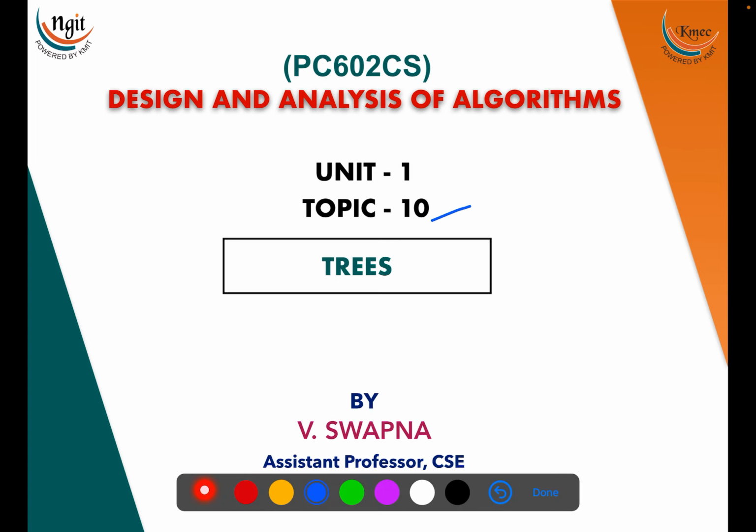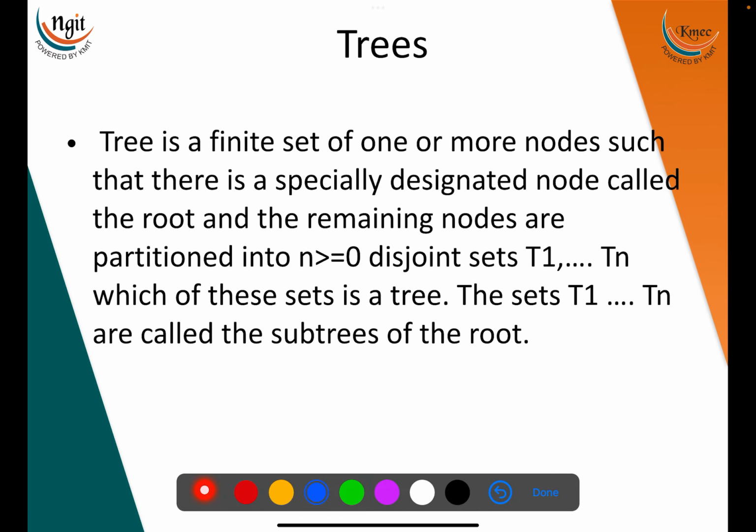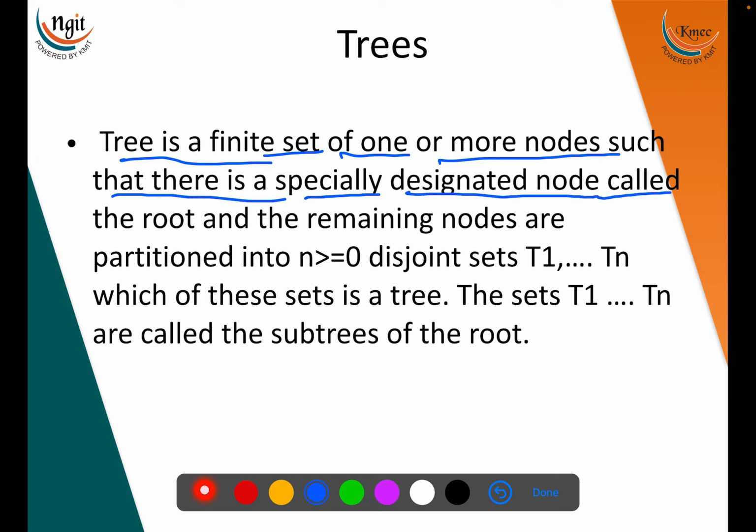Unit 1, Topic 10, Trees. A tree is a finite set of one or more nodes such that there is a specially designated node called the root. Now, a tree is a finite set of one or more nodes.